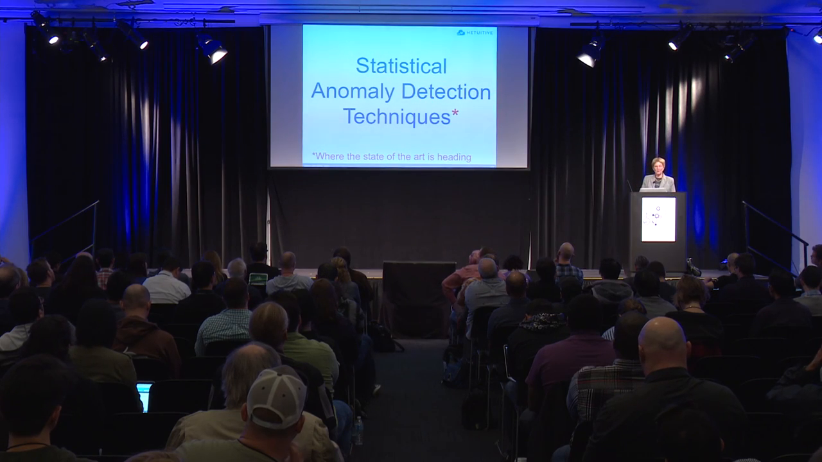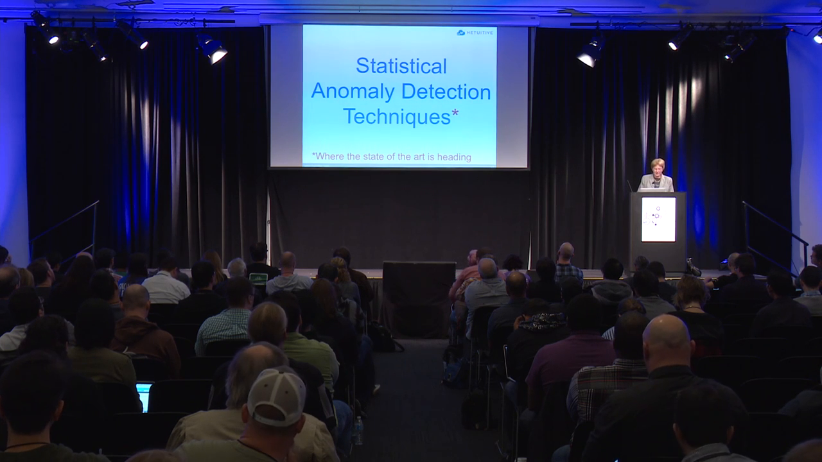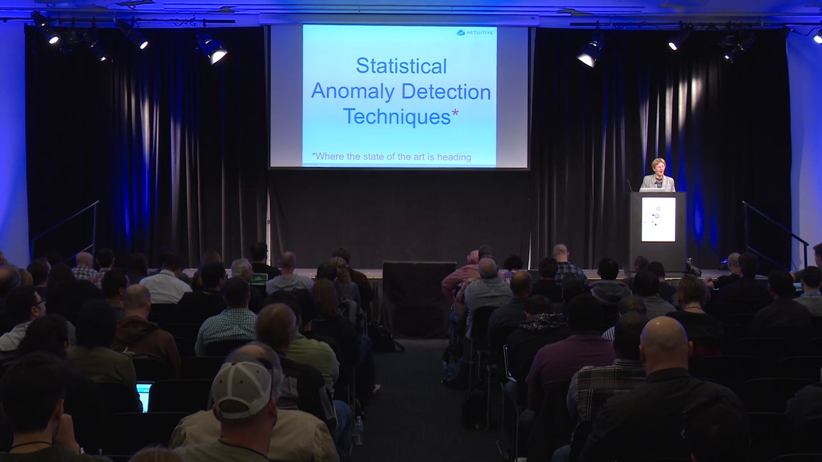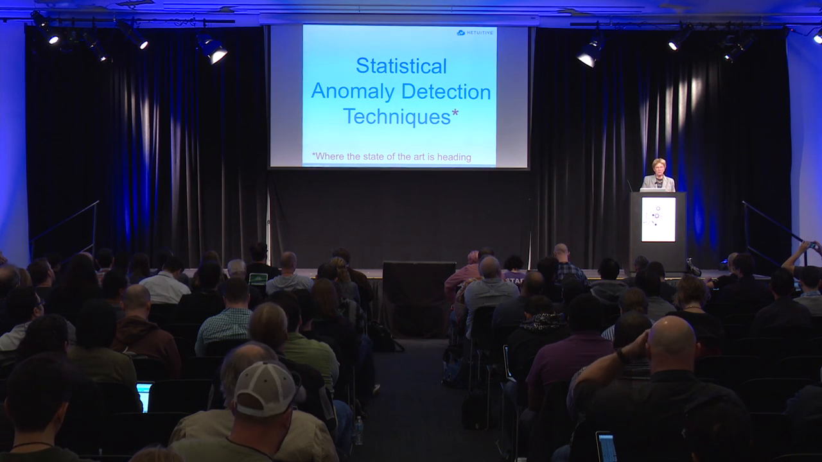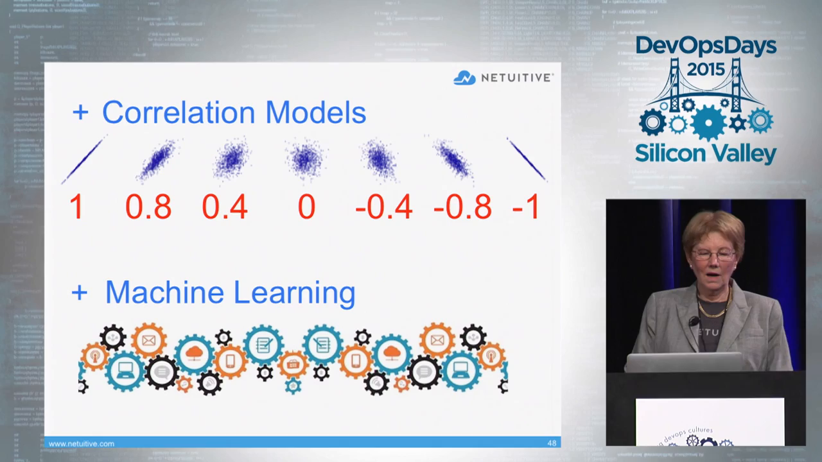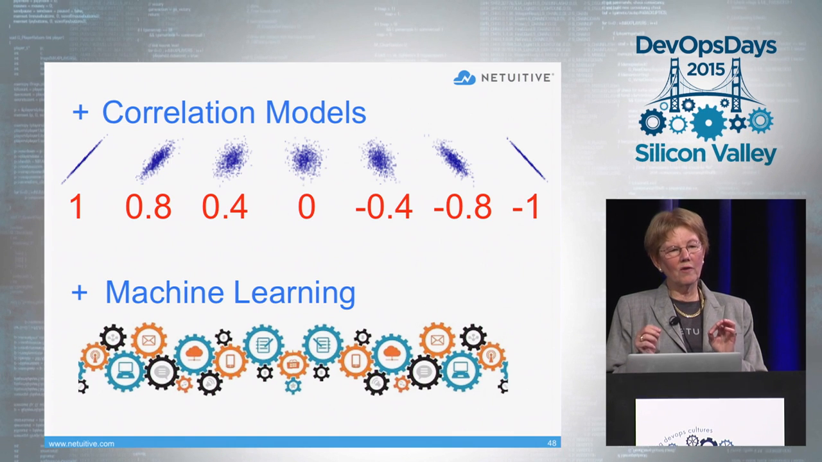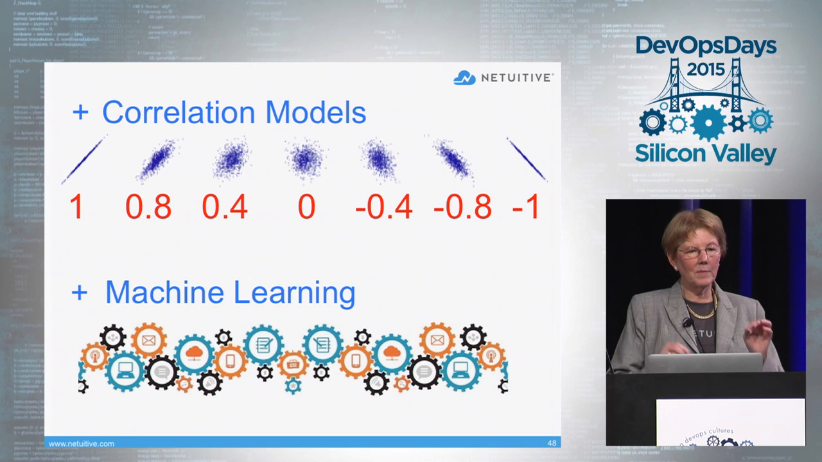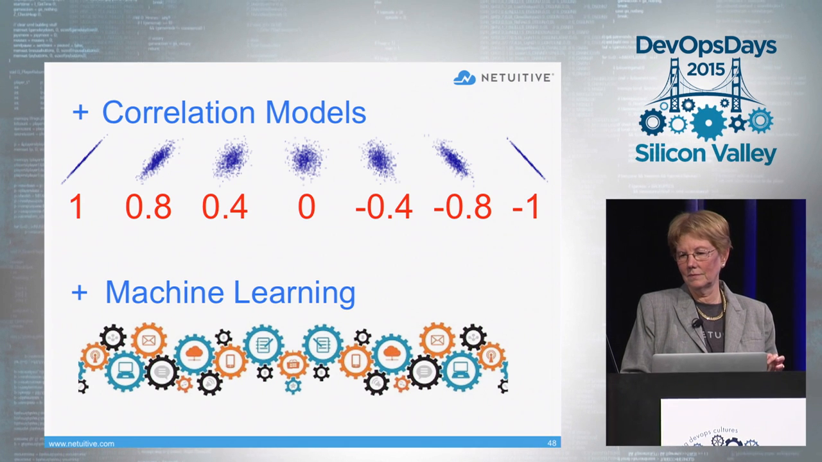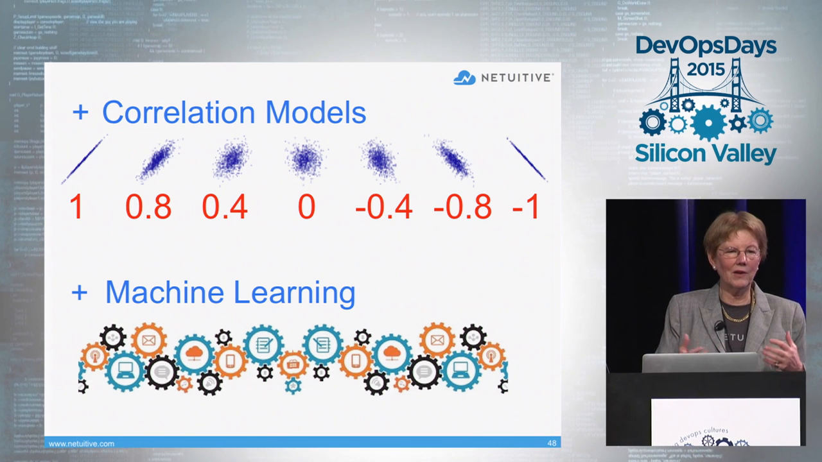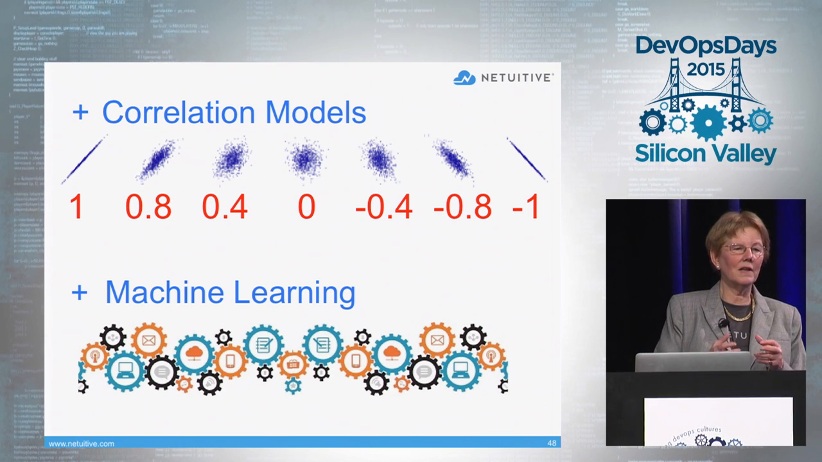Okay, so let's move on to statistical anomaly detection techniques. This is where I think the state of the art is heading in DevOps. So you're going to see a lot more use in the various tools of this type of technique. We'll talk about two techniques, correlation and machine learning. What's true of both of these is that they share the same common assumption, that past is prologue. In another way of saying that in data science vernacular, they're probabilistically stable.